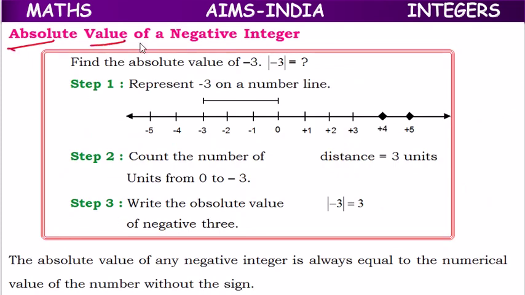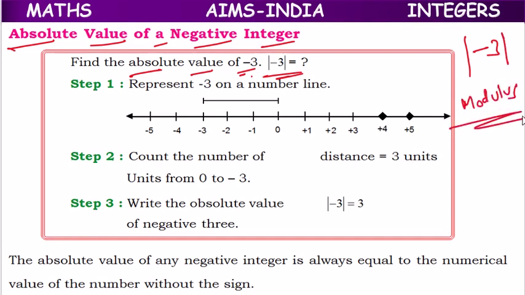Next, the absolute value of a negative integer. Here we have to find the absolute value of -3. Absolute value is also read as modulus of -3. That value we have to find. So we will represent -3 on the number line. In the middle we will write 0, and -3 will be written on the left hand side. 0 to -1, 1 unit, 2 units, 3 units.